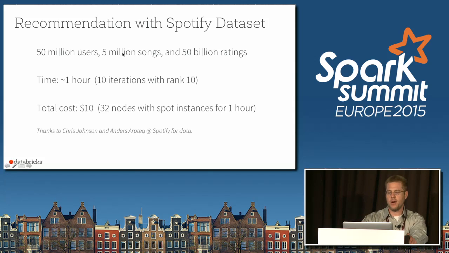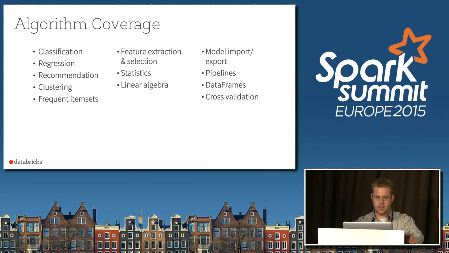Here's another benchmark. Done on the Spotify recommendation data set. So 50 million users, 5 million songs, 50 billion ratings to work with. These iterations and rank are configurations to the algorithm. So there are some things called hyperparameters, basically parameters to the algorithm that it uses to build the model. That's what the 10 iterations and rank 10 are. Spend about 1 hour, and then based on the prices at that time on Amazon, this cost about $10. So crunching quite a lot of data in a pretty reasonable way out in the cloud.